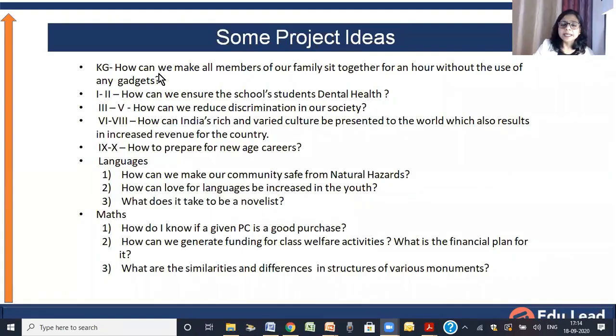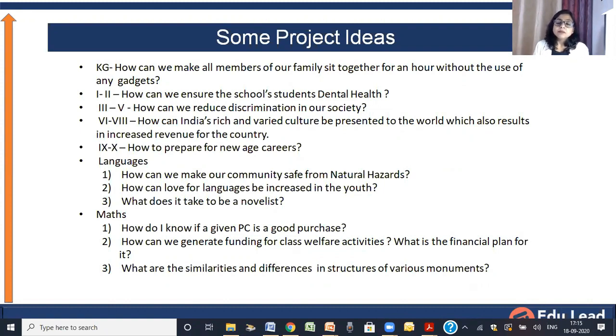Now, some of the project ideas, as I said that towards the end, I'll tell you some of the questions. Like for KG students, the question could be: how can we make all members of our family sit together for an hour without the use of any gadgets? Okay. Now that's one of the challenging questions for them, and this is the one which I have worked out in detail, and I'll share it with you.